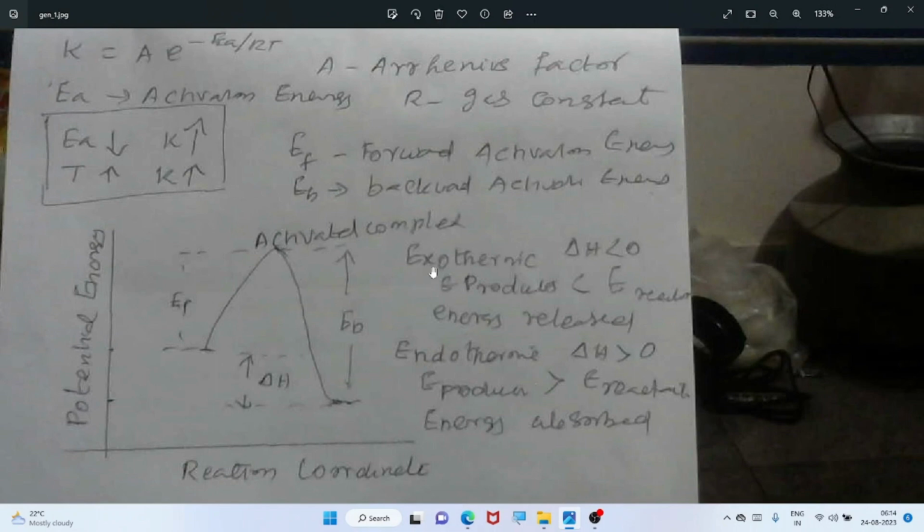When the reaction is exothermic, that means delta H is less than 0. That is, the energy of the product is less than the energy of the reactants, so energy is released. In the endothermic case, delta H is greater than 0. That means the product's energy is greater than the reactant energy, and energy is absorbed in this reaction.